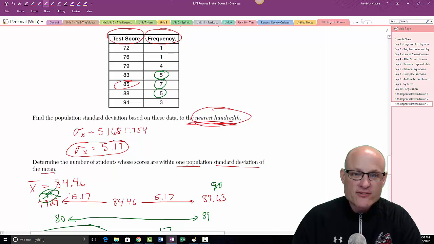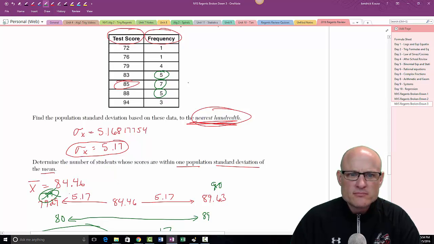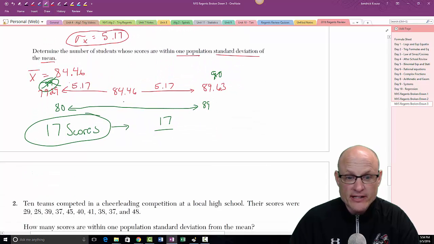Let's see. 17, 21, 22, 23, 26. Wait. 17, 21. So 1, 2, 6, 11, 18, 23, 26. So there's 26 scores. I added earlier and got 28. That's what I messed up with. So there's 26 scores. You say, okay, is that normally distributed?